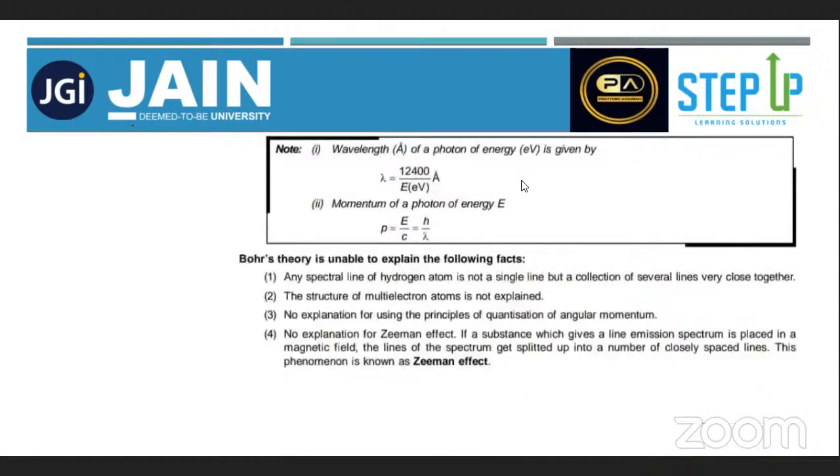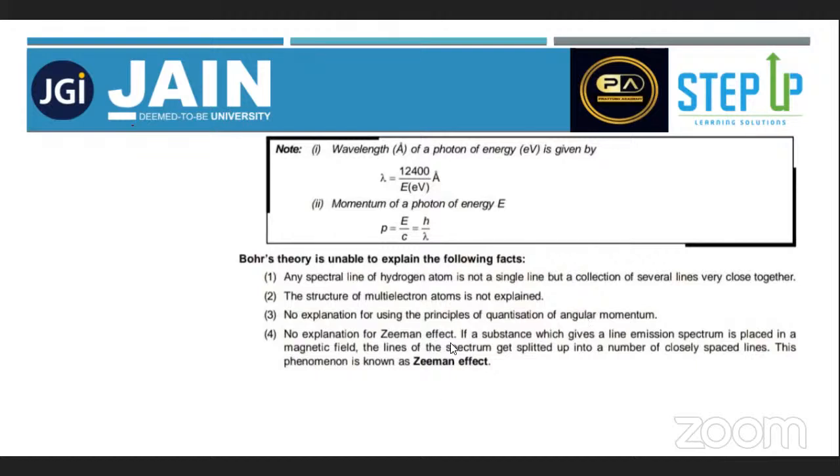Wavelength formula, momentum formula. There are drawbacks of Bohr's theory. Any spectral line of hydrogen atom is not single; it will have several lines. It could not explain the spectra for those lines. The structure of multi-electron atoms could not be explained. You can only explain hydrogen or hydrogen-like species. No explanation was given using the principle of quantization of angular momentum. We didn't use anything related to mvr and h by 2 pi.